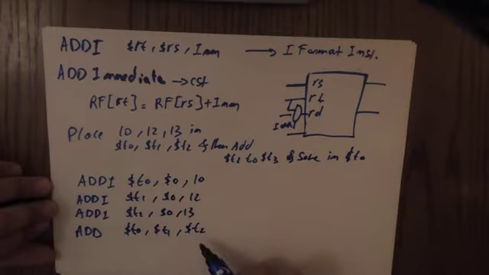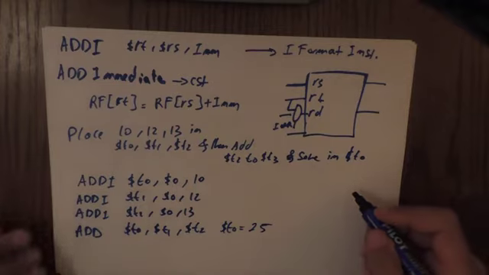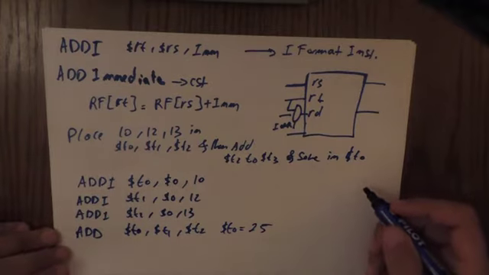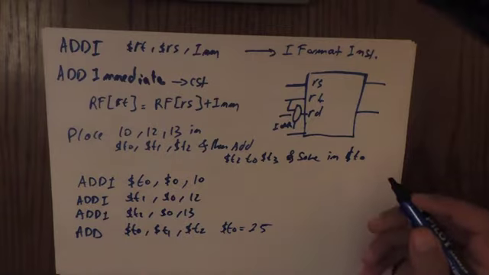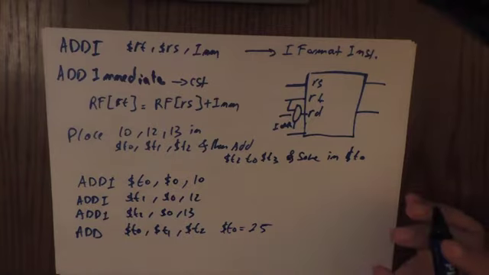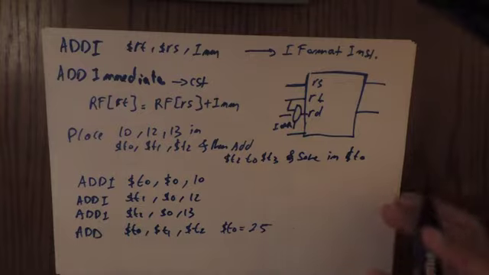So here I'm adding T2 to T1 and saving it in T0. Here we have T0 is equal to 25. So this is an I format instruction. Now, to differentiate between these instructions, we need to go deeper into what's an I format instruction, what's an R format instruction, and what the differentiation is in terms of the components they are divided into.